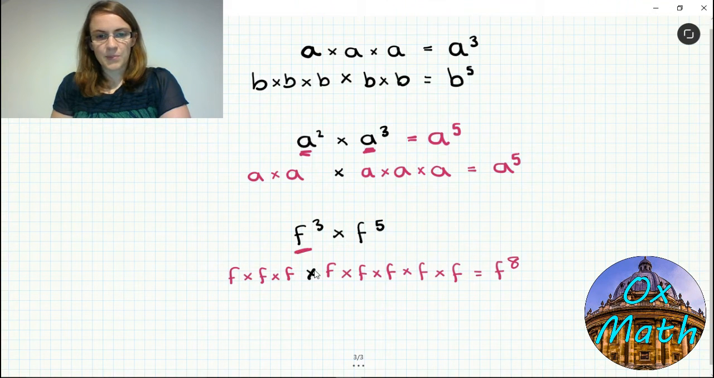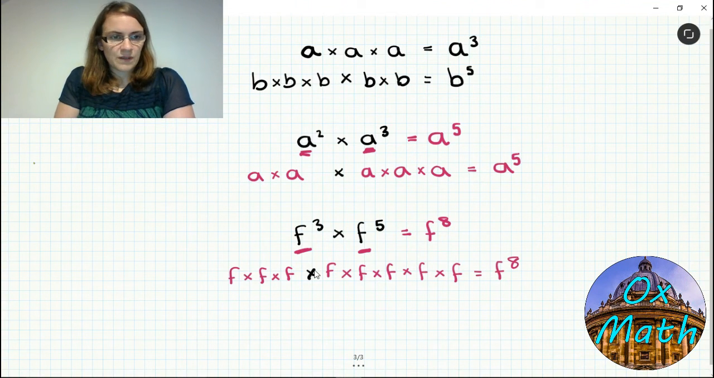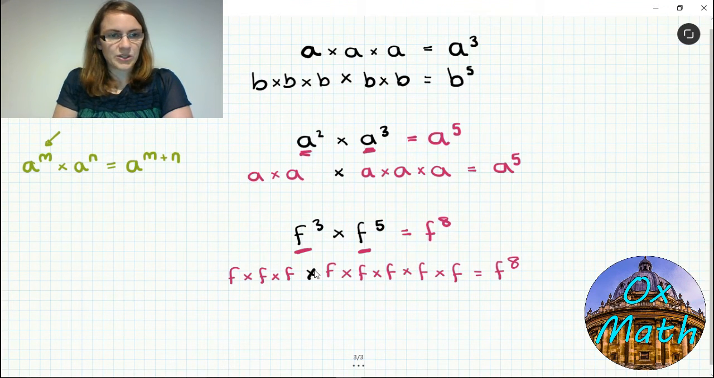In our second example the base is f, so if we are using f 3 times, and then 5 more times, altogether we are using it 3 plus 5, which is 8 times in a multiplication. So more generally, if we are multiplying two numbers with the same base, then we can simplify that down by simply adding the powers, because m tells us how many times we are using it in the multiplication, n tells us how many more times we are using it in a multiplication, so altogether we are using it m plus n times.